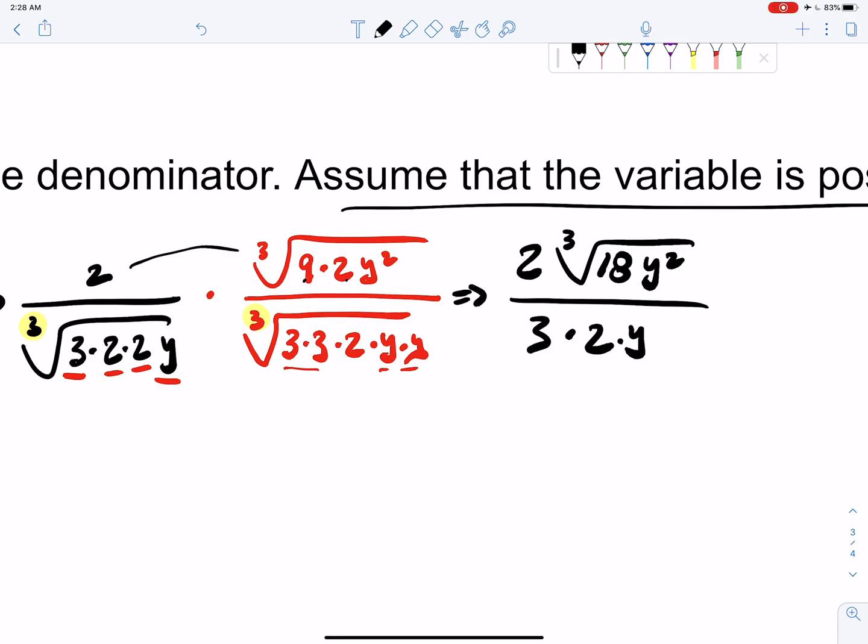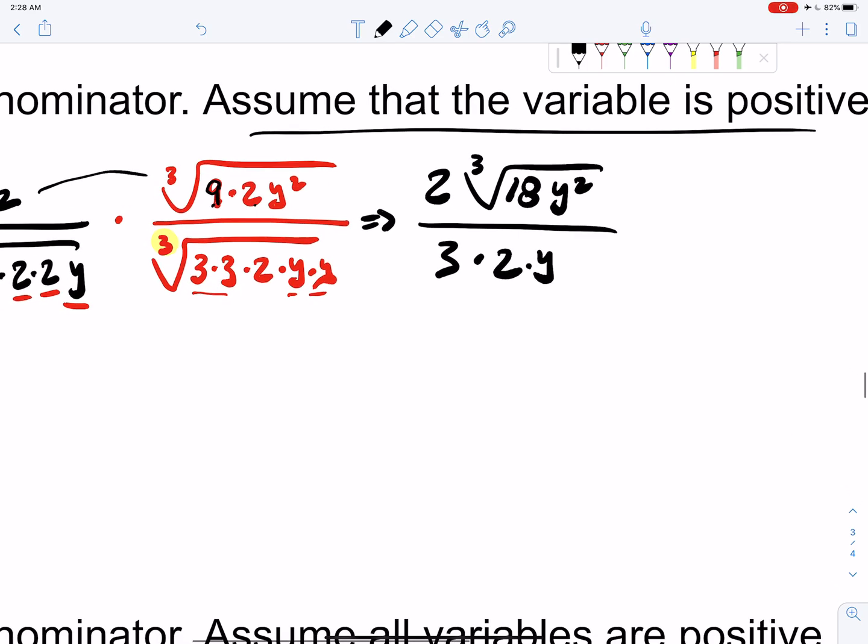Now I know 18 is not going to simplify because you need to have a perfect cube, and we had a perfect square, but that's not enough. That's 3 times 3. We need 3 times 3 times 3, 27, right, to simplify out. Okay, final answer. That's a strike. There we go.